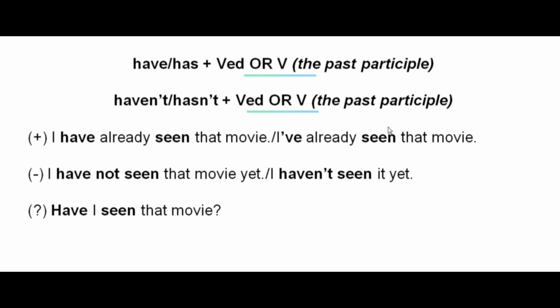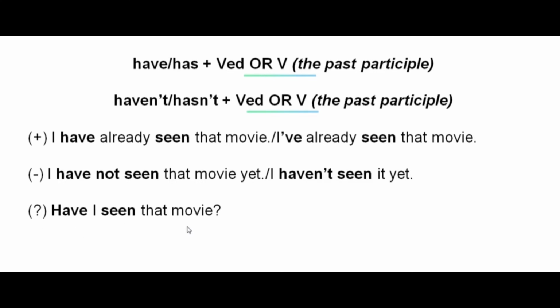Positive sentence: I have already seen that movie. I've already seen that movie. Negative: I have not seen that movie yet. I haven't seen it yet. Question form: Have I seen that movie?